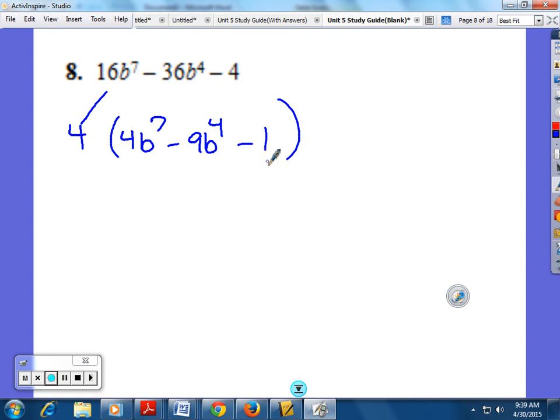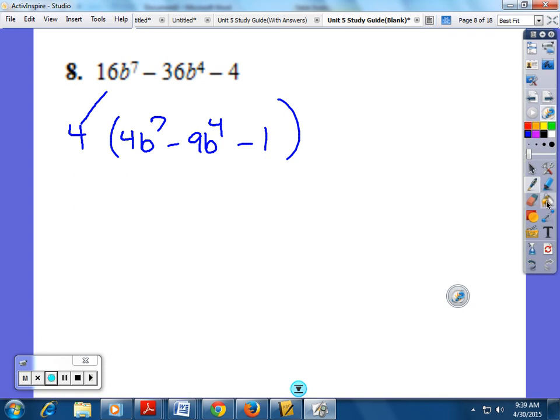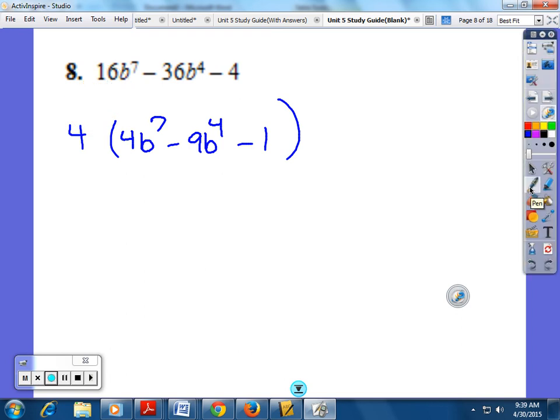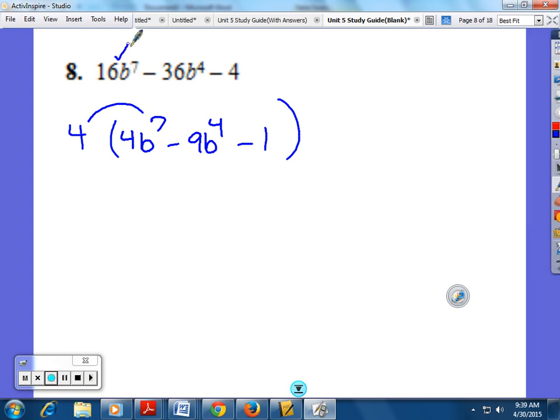Okay. And again, we multiply our answer all the way out to see if it works. And I usually make time to do this, regardless of what's going on. I like to make sure my problems are correct before I move on. That's 16b to the 7th. That's negative 36b to the 4th. And then that's going to be negative 4. So my answer is correct.